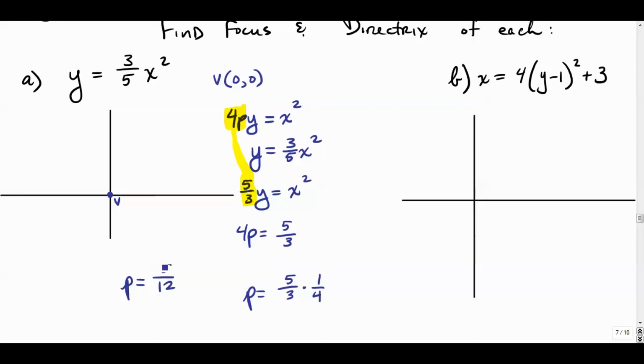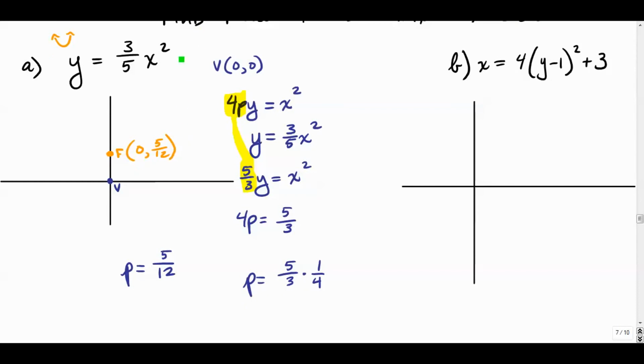5/12. Now, that p-value, of course, as I mentioned many times before, is the distance between the vertex and the focus. So let's say this right here is our focus. That p-value is that distance right there, 5/12. It's a little less than a half of a unit. So that means that our focus, and remember, we already knew that this graph was opening up because of our knowledge of the general format of the equation, is 0, 5/12.